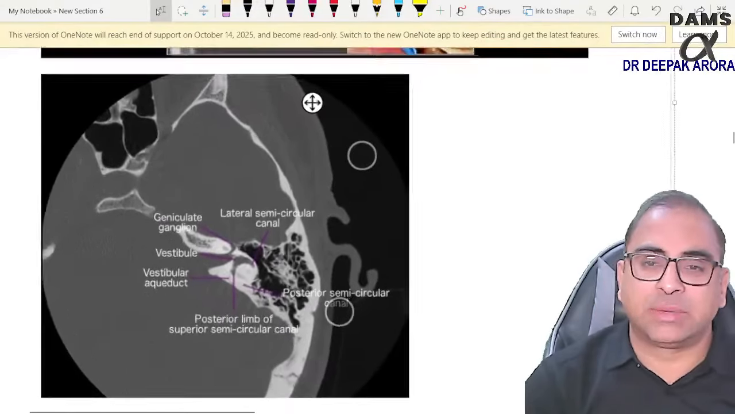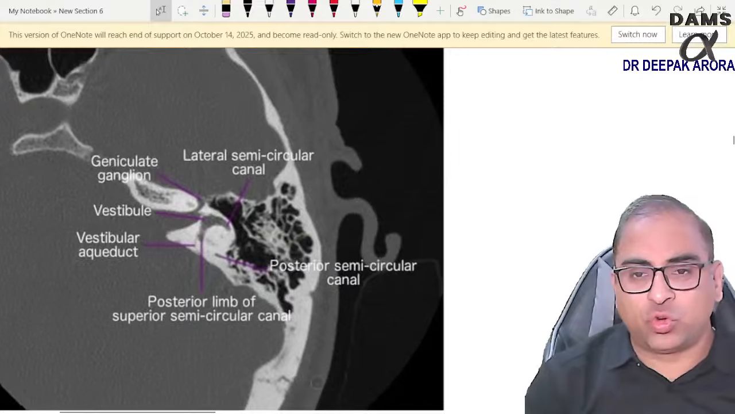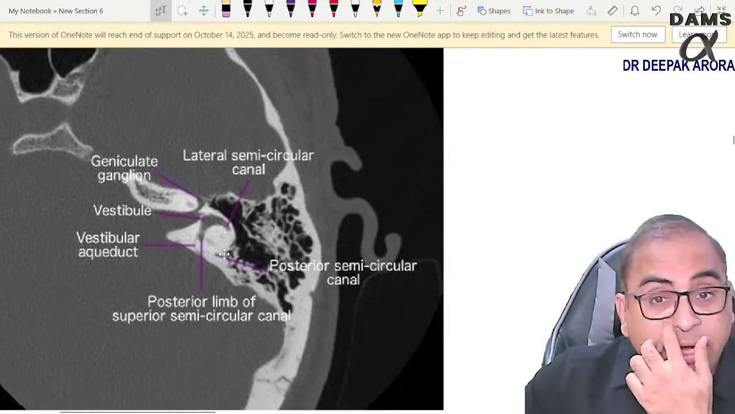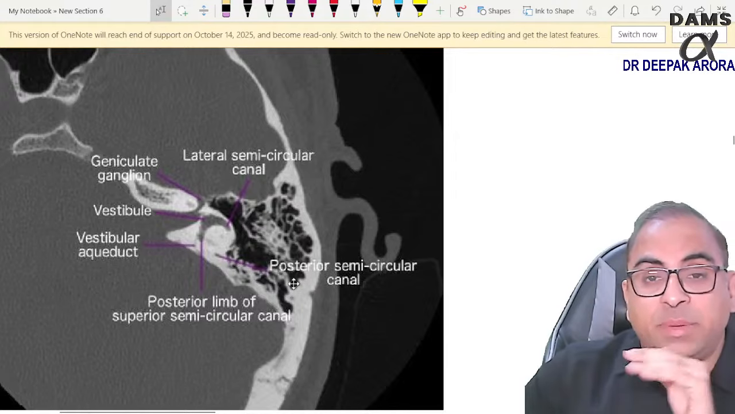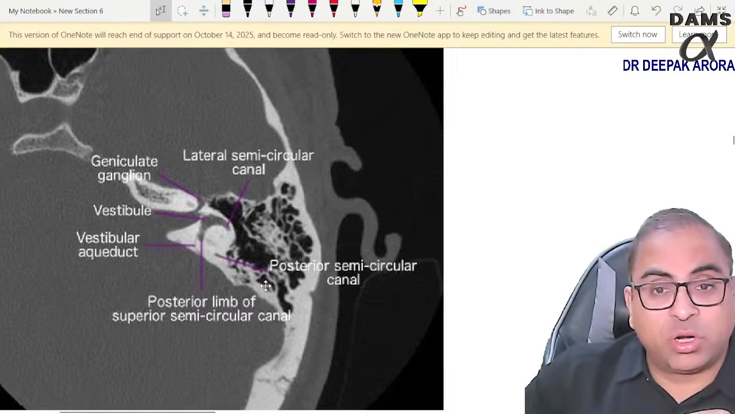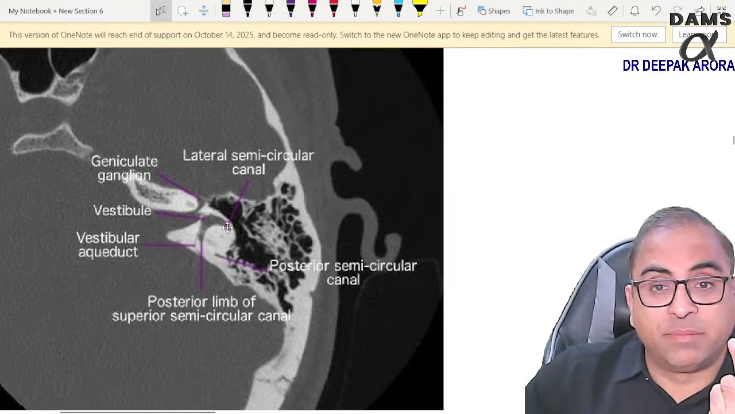Again, I am showing you a better image now. Just next to the posterior semicircular canal, you now know how to identify it. It will be on the posterior end, very close to the medial end of your mastoid, posteriorly. Here will be the lateral canal.